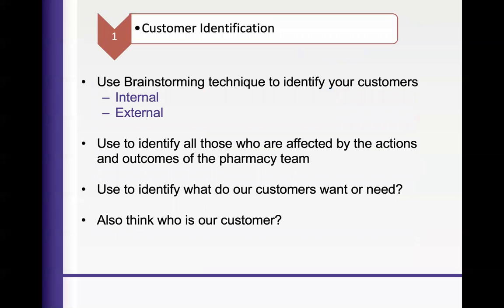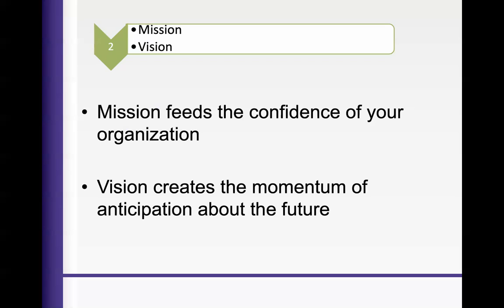So, as I said, the first step is that pre-planning, that customer identification. So you start doing brainstorming to identify customers, and those customers can be internal and external, just like that example with Ted. You use it to identify all those who are affected by the actions and outcomes of the pharmacy team, and you use it to identify what customers want or need, and also think who is our customer. And so before we even get out of that first step, we need to make sure we feel solid that this service is going to serve those people and these are our customers.